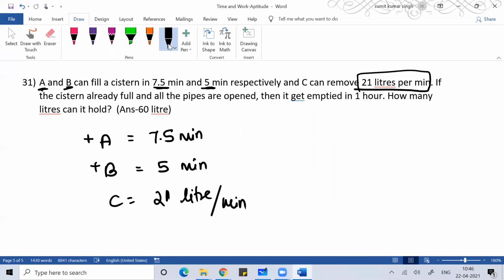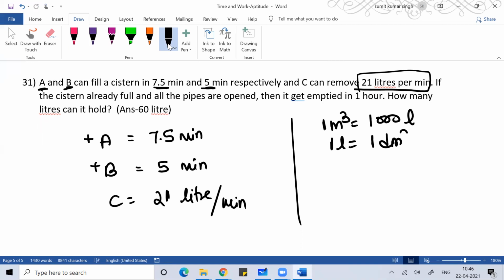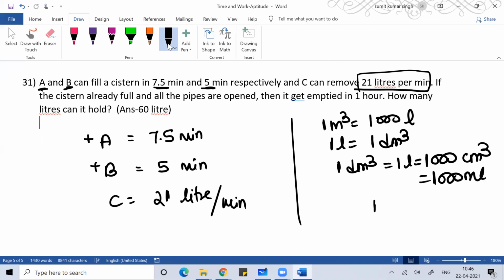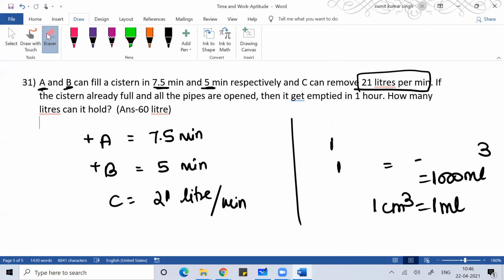I believe the relationship, please remember: 1 meter cube is equal to 1000 liters. 1 liter is equal to 1 decimeter cube. 1 decimeter cube or 1 liter is equal to 1000 centimeter cube or 1000 milliliter, where you should remember 1 centimeter cube is equal to 1 milliliter. So these things you should always remember, whether it comes in the exam or not.